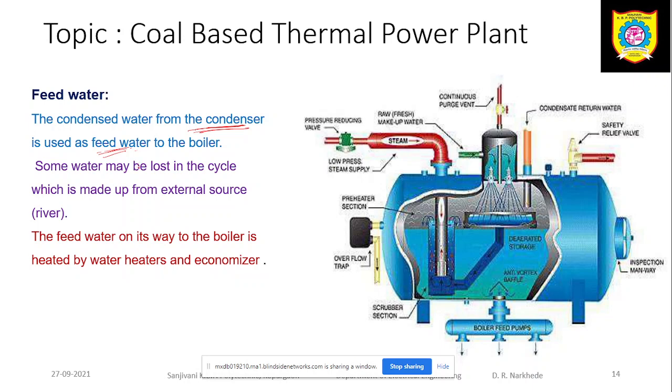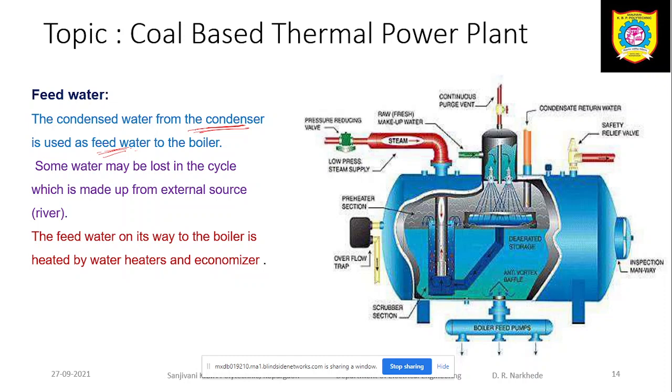And to make up, okay, we are taking some extra water which is lost in the cycle, made up from external sources, that is from river or anything. Okay. So from river we are going to get the additional water which is required for the makeup. Okay. Makeup means what? Whatever the quantity of water which is required for this cycle, all the quantity of water cannot be got from the condensed steam. Okay, condensed water. So extra additional water is required, and which can be taken from the river.